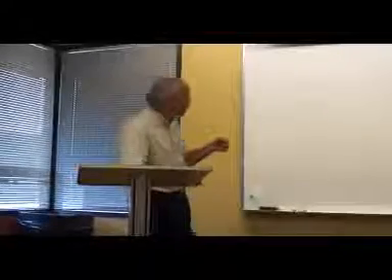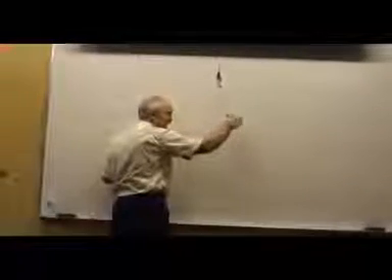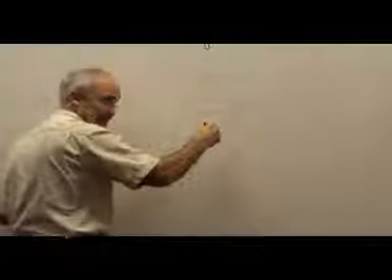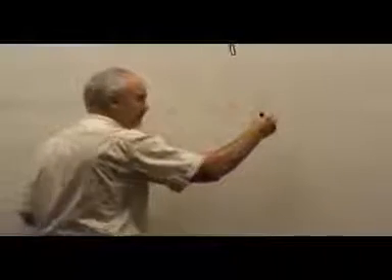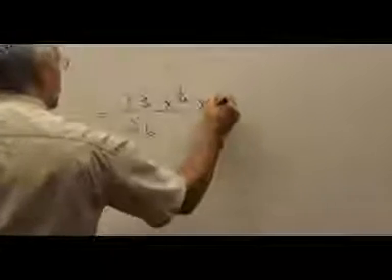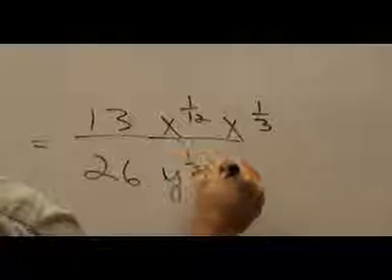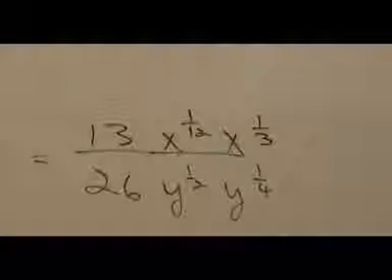So if you can remember all the way back to Tuesday, what that means is this y goes down here to y and a quarter down here, and this x and a third goes up here. So this is the same as 13 over 26 y, oops, it's going to be x to the 1/12 and x to the 1/3. And down here we have y to the 1/2 times y to the 1/4.